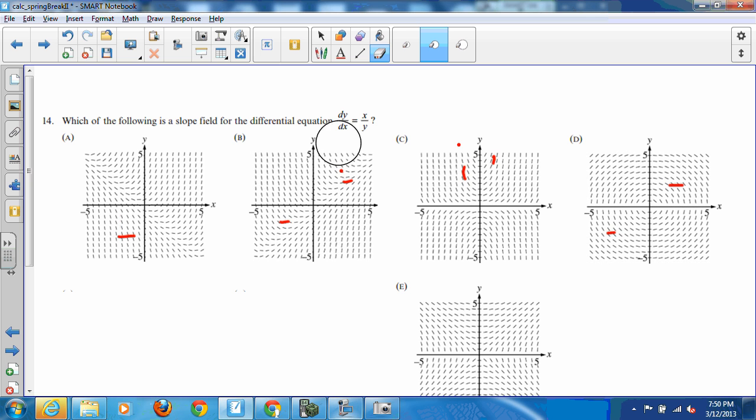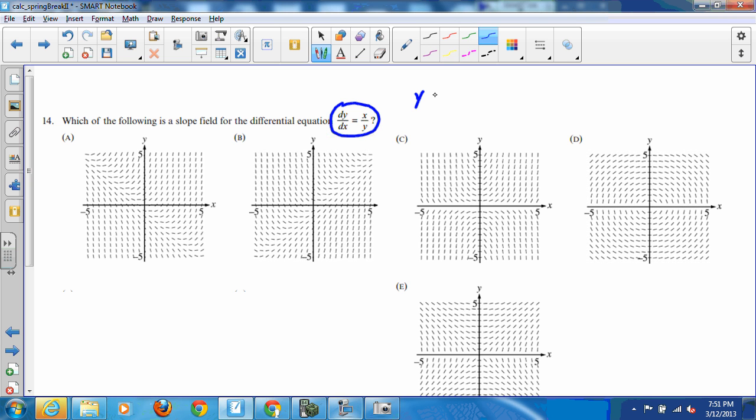Okay, let me erase my notes here. You can see that we have a slope field, and we have our differential equation. Really we could solve this and see what's happening, and then maybe we could see a shape in our head. If we cross multiply, we don't have to take natural log or anything like that. So we have y dy equals x dx.